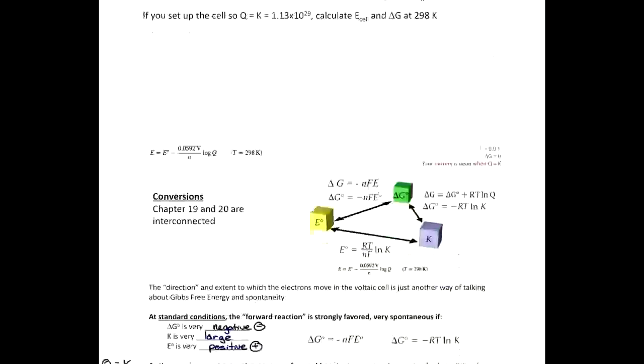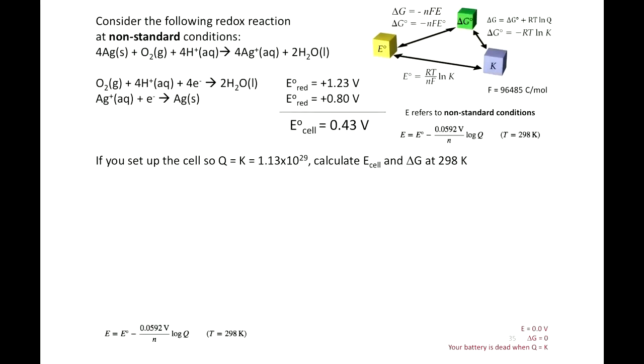All right, so let's just do a couple more here. Okay, so in the previous question, we did this reaction at standard conditions. So Q is equal to 1 at standard conditions. So now let's do this question at non-standard conditions. Let's say we're doing the same exact reaction, the oxygen and silver thing, and I already gave you E cell since we calculated it already. What if instead of setting it up to standard conditions, we set it up so Q, the concentrations of the cell, is actually equal to K? What if we force Q to equal 1.13 times 10 to the 29 and calculate E cell and delta G?